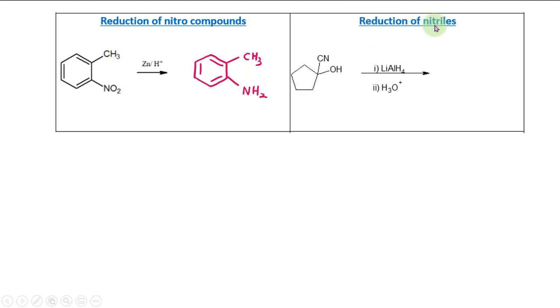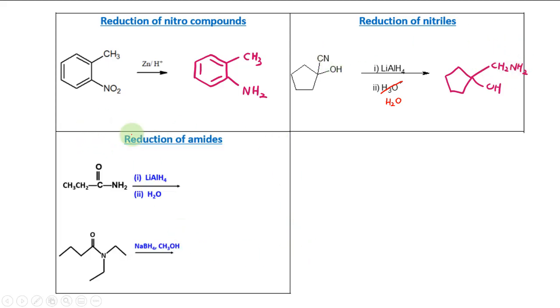Second, reduction of a nitrile compound. Looking at this CN, when it undergoes reduction, again there's a correction over here, followed by water. This CN will then be reduced to CH2NH2. The CN, the nitrile compound, is reduced into a primary amine.